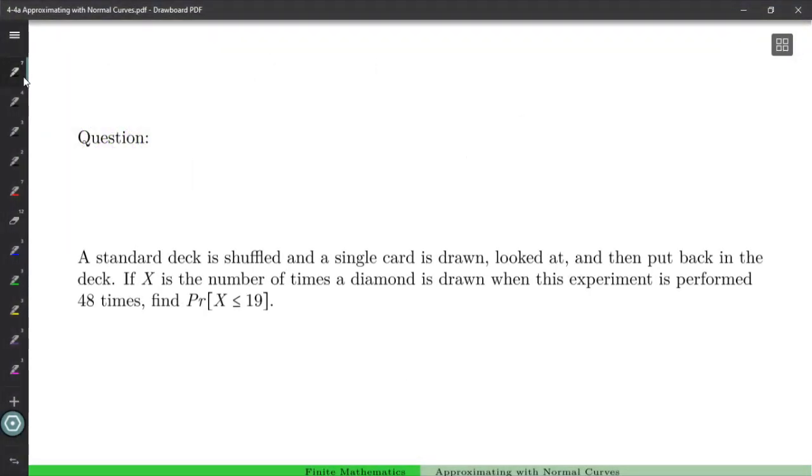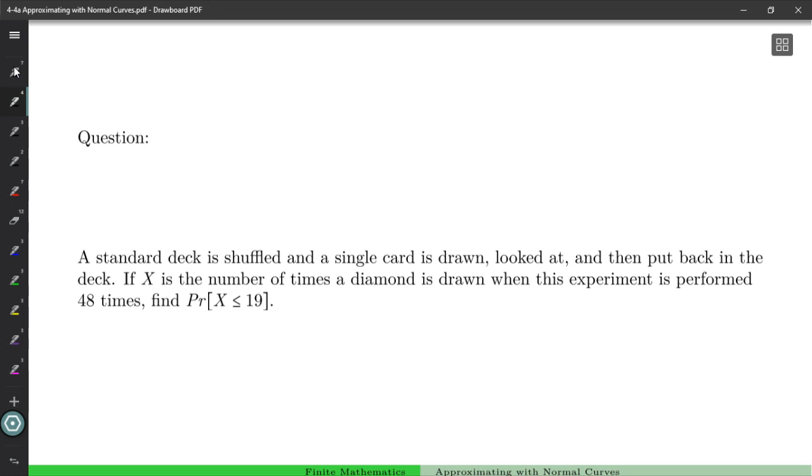A standard deck is shuffled, and a single card is drawn, looked at, and then put back in the deck. If X is the number of times that a diamond is drawn when this experiment is performed 48 times, find the probability that X, the number of diamonds, is less than or equal to 19.